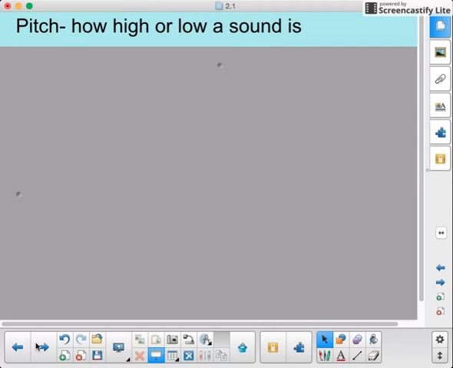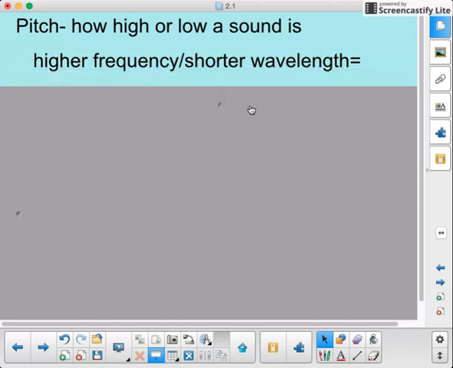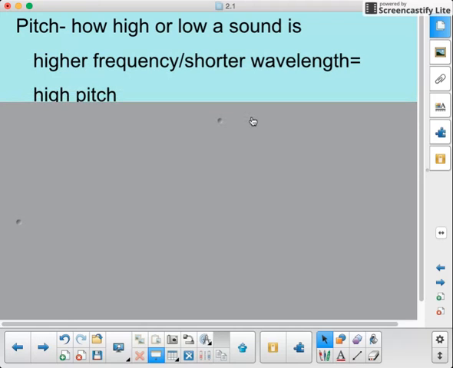Pitch is a measure of how high or low a sound is. And if you're in choir, you play an instrument, you've heard that term before. You know that something with higher pitch sounds higher to our ears, and something with lower pitch sounds lower to our ears. And this is caused by the fact that sounds with a higher pitch have a higher frequency and a shorter wavelength. So those waves are closer together, and that creates something that's a higher pitch. Then a lower sound would have a lower frequency, waves that are more spread out, and a longer wavelength.